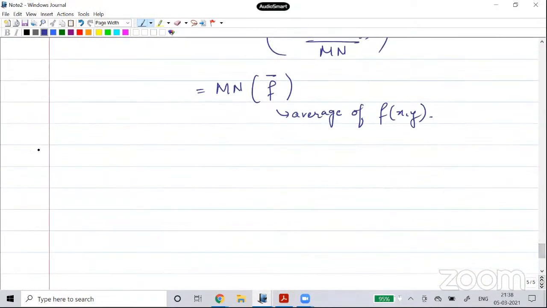Then the next point is the 2D discrete convolution theorem.